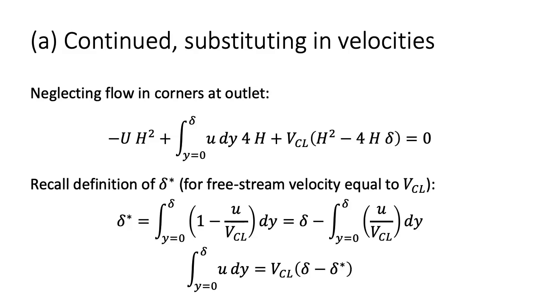Next, since we want to get a relationship in terms of the displacement thickness, we recall that it is defined as shown, where we use V subscript CL for the free stream velocity. Expanding this relationship, we get an equation for the integral of the boundary layer velocity profile over the boundary layer thickness. Note that this result demonstrates that the actual flow rate for the boundary layer is equal to the uniform free stream velocity times the actual minus the displacement boundary layer thicknesses.